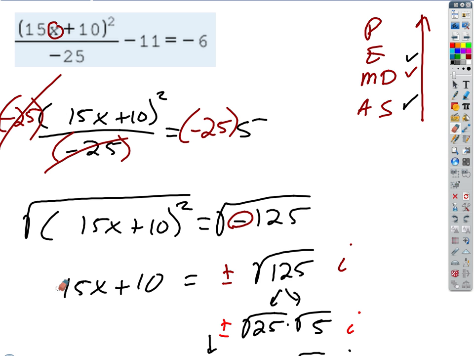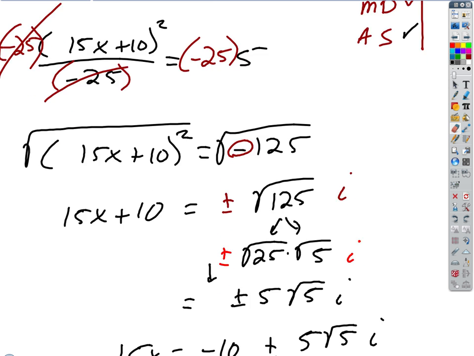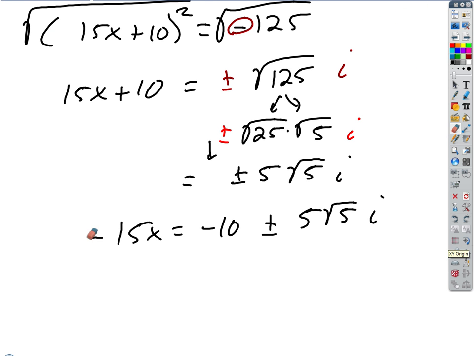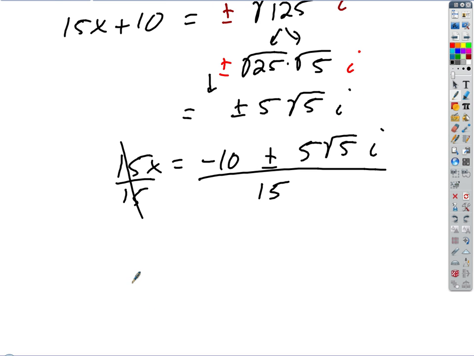It could have been, but it wasn't. We did it wrong? No, we did it right. I just wrote down the wrong stuff every time. So I guess we did it wrong. So now if we divide by 15, the 15s cancel, and we got our answer, right? Almost.